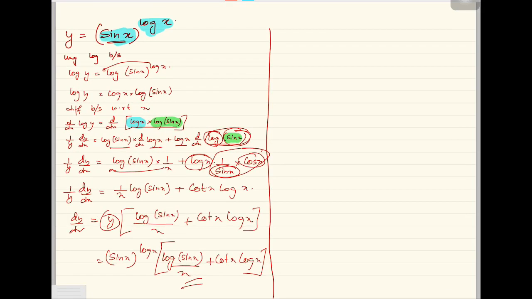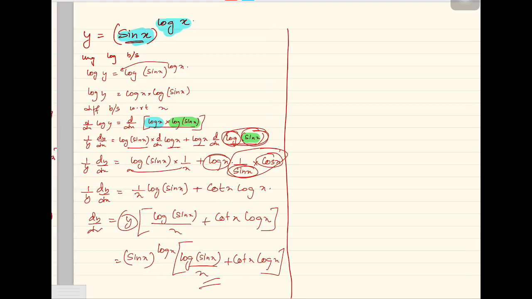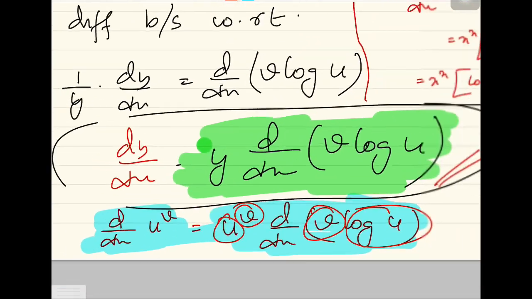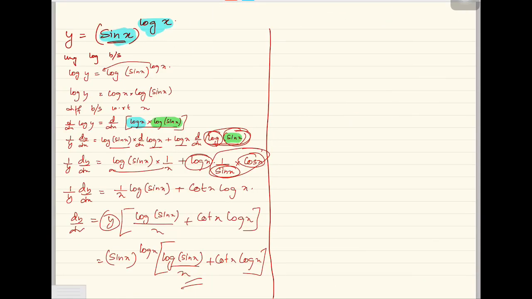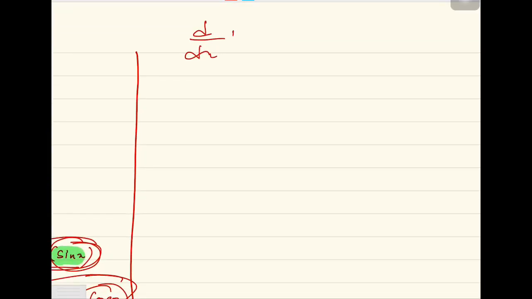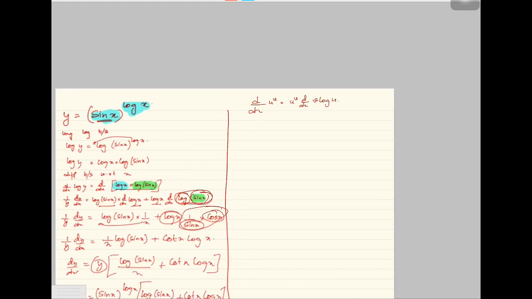Got it? Now I will do this same sum. The same sum I have shown you by the little lengthy method, I may say, by using logarithm, differentiating, etc. I've just created a formula here. That's the formula, isn't it, everyone? So what is d/dx of u to the power v? It's u to the power v times d/dx of (v log u). Isn't this the formula? Let me write it down here. If you ever have d/dx of u to the power v, then I can say u to the power v times d/dx of (v log u). That's the formula, isn't it? I will do the same sum by using the formula.